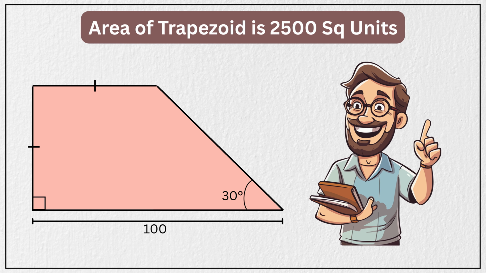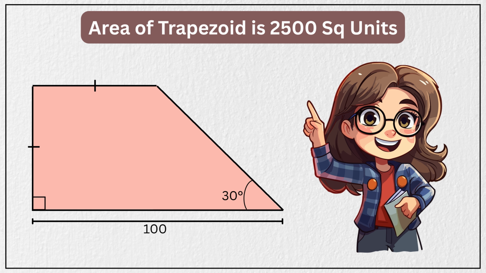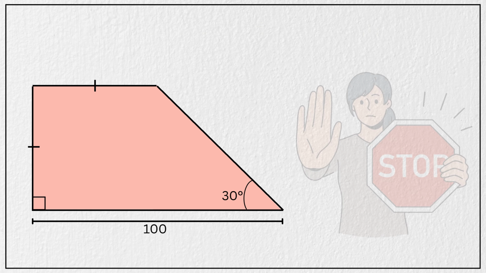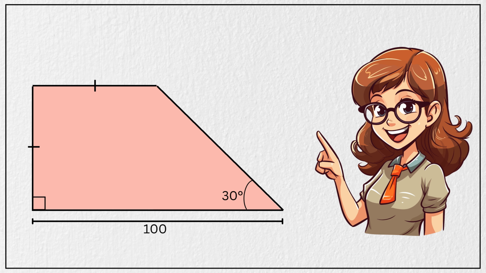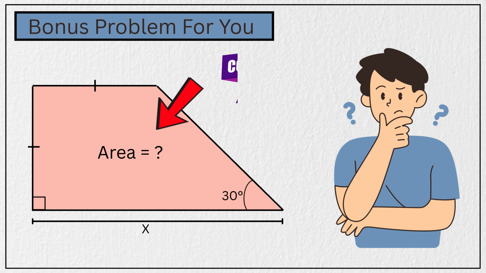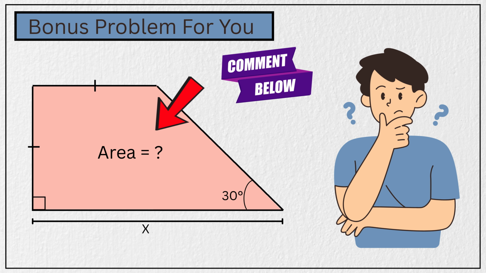Pretty amazing, right? Even though we did not know all the side lengths of the trapezoid, a little geometry and algebra helped us find the exact area. But wait, before you go, I have a quick bonus challenge for you. Can you find the area of this same trapezoid in terms of a variable x instead of 100 units? Think it through and drop your answer in the comments below. Let us see who can figure it out.